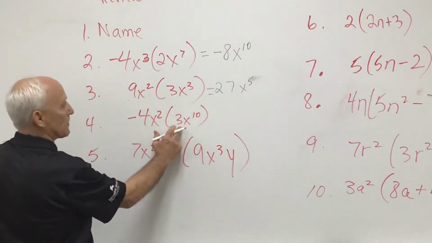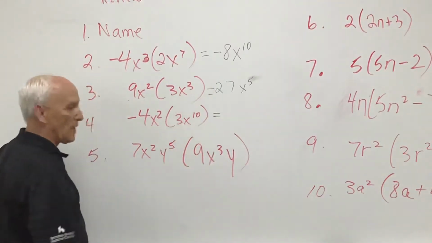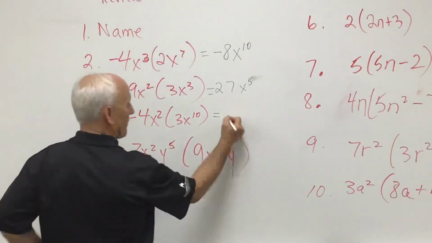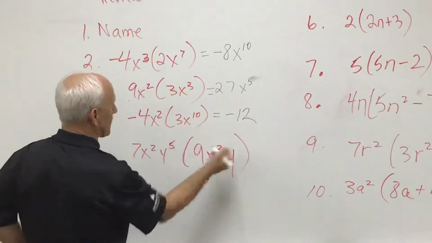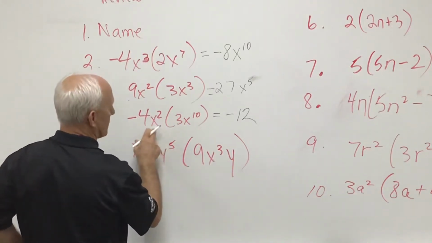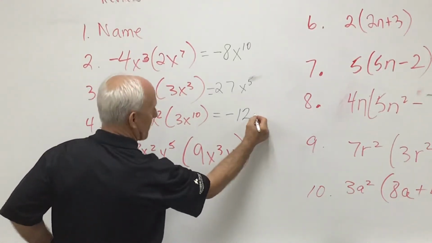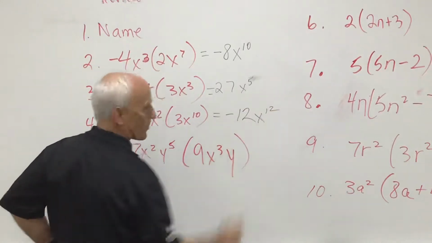-4 times +3. Go ahead, you probably already have it. I hope you're remembering integer rules as well. Negatives times positives, then x to the 2nd times x to the 10th is what? x to the 12th, correct?